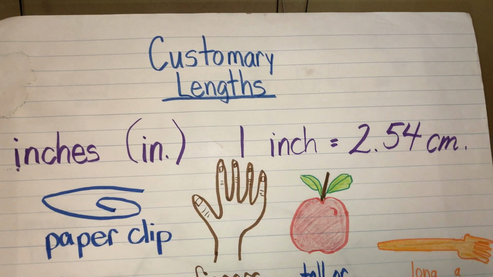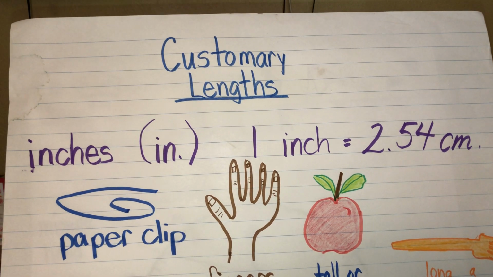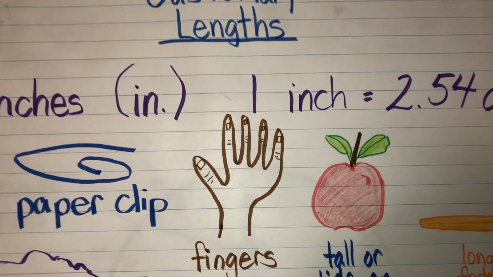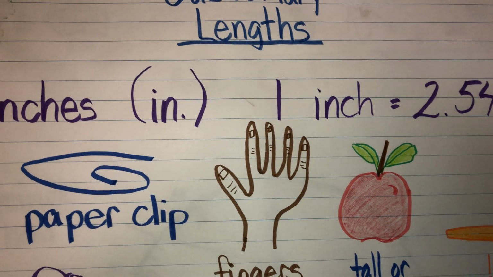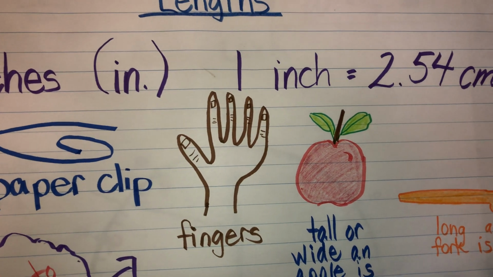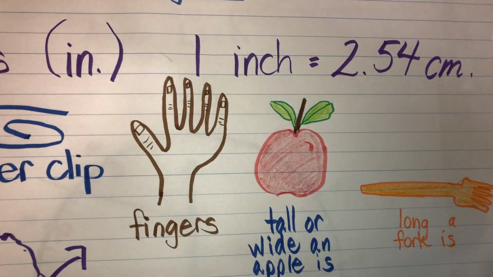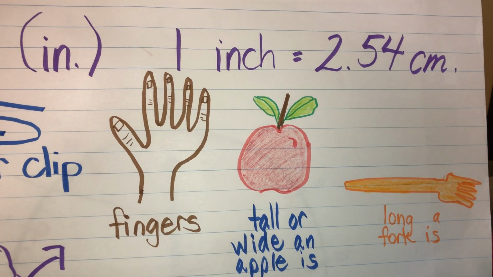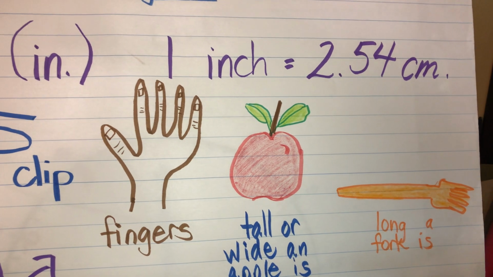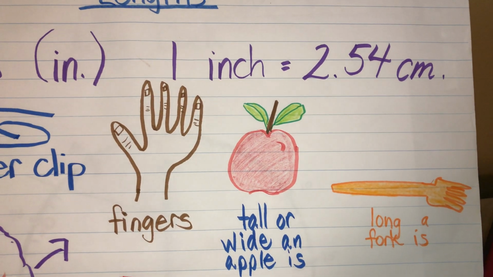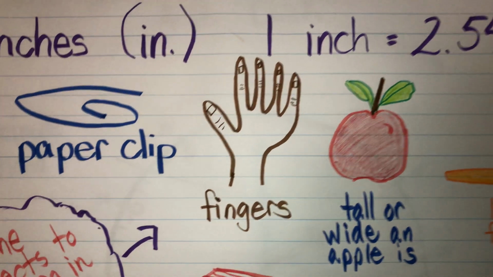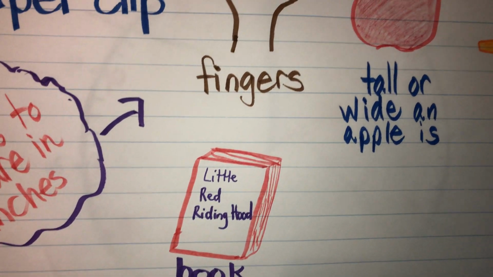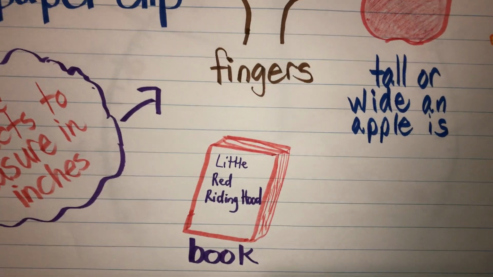And here I drew some pictures of some objects to measure in inches. So let's say you want to find out how long a paper clip is, you can measure it in inches. If you want to find out how long your fingers are, you could measure it in inches. If you want to find out how tall or wide an apple is, you can measure it in inches. If you want to find out how long a fork is, you would use inches. Or perhaps a book, like Little Red Riding Hood. If you want to find out how long or how wide that book is, you could measure it in inches.